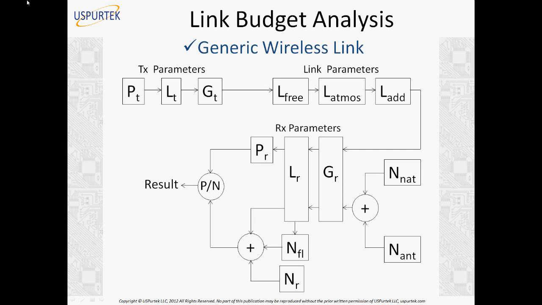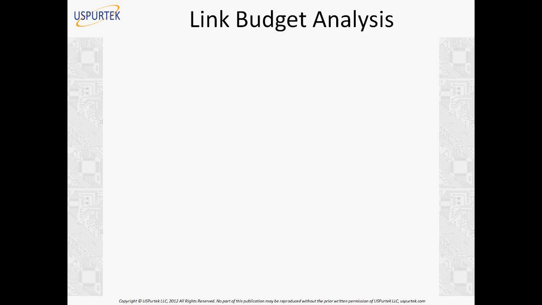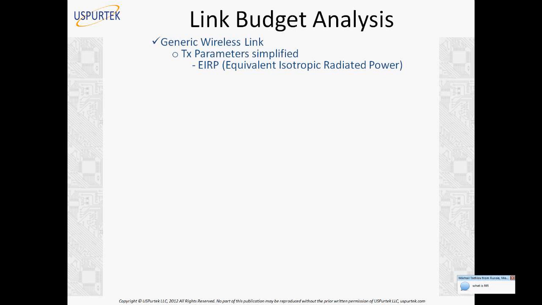Now this is our objective. We want the result to be a ratio of received signal power to noise ratio. So these are all the blocks that we need to compute when we are doing a link budget analysis to arrive at a received power to noise ratio. How do I do that? Okay, let's go through it.